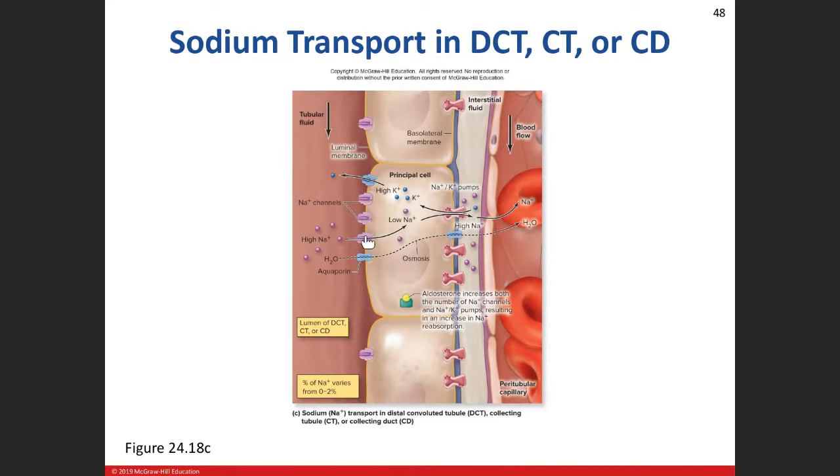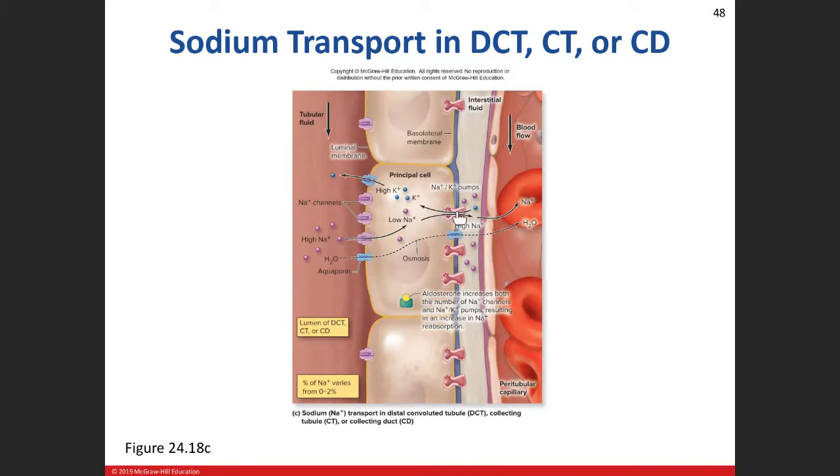The sodium channels go on the luminal surface. This is the tube right here with all our fluids in it. And then the sodium potassium ion pumps go on the basolateral side. So because we have the sodium potassium ion pumps and the sodium channels, sodium in its high concentration outside the cell moves across into the intracellular space. The pump will move that sodium out.